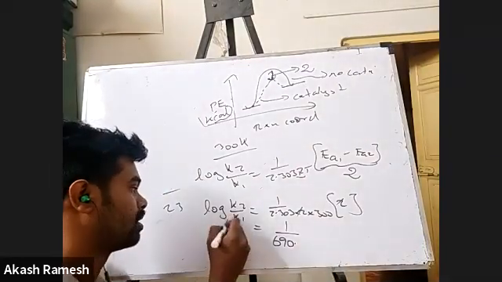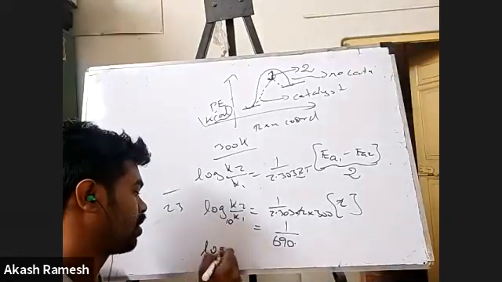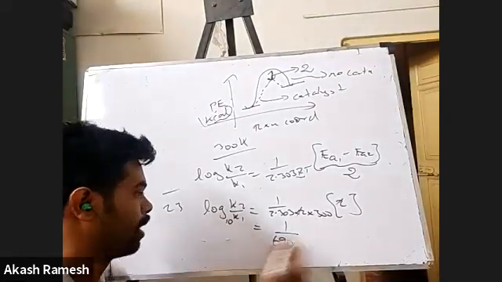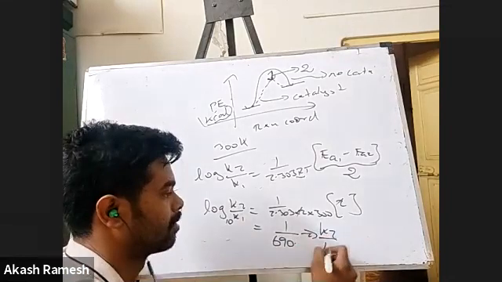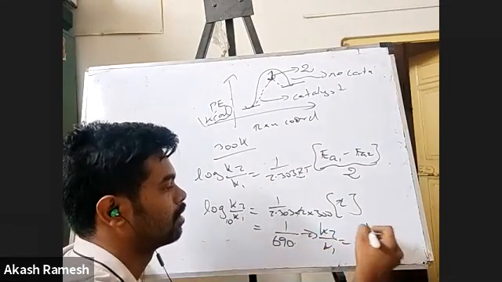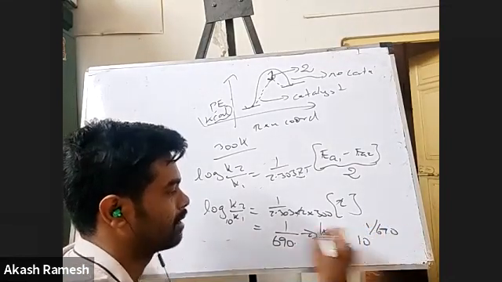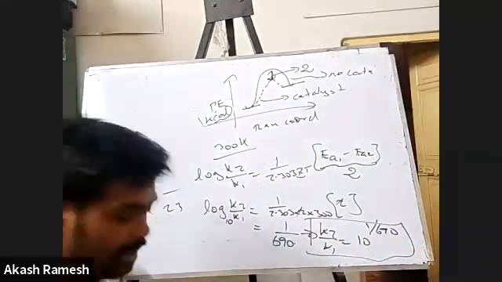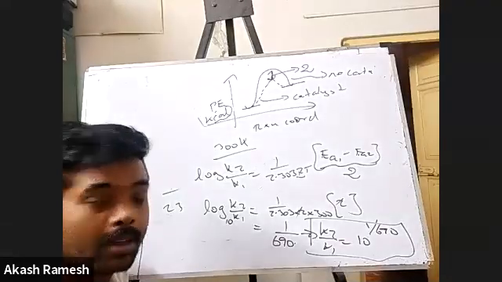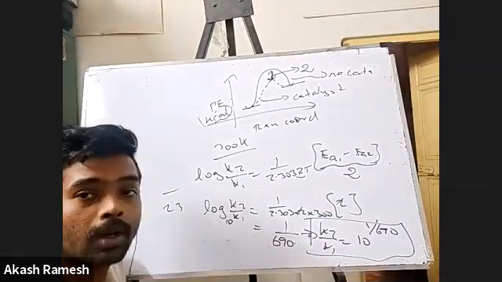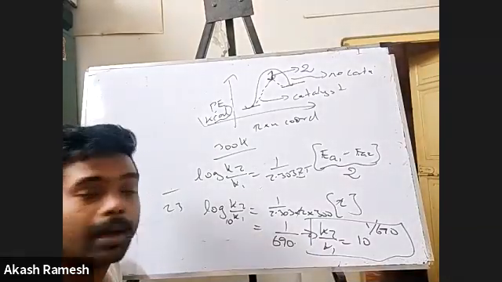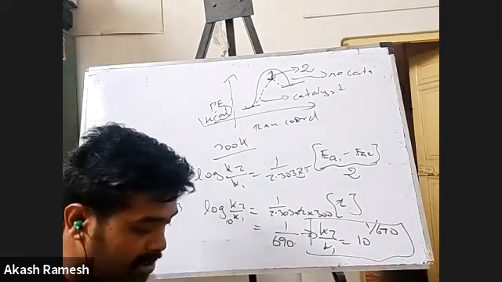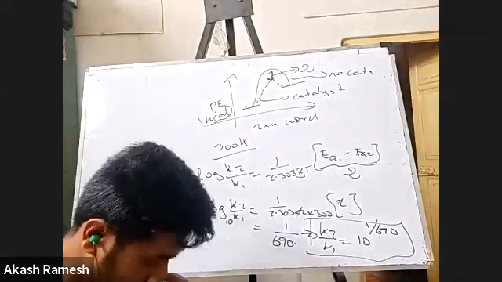So what you have to know, this is log to the base 10. So you can write K2 by K1 as 10 to the power 1 by 690. You can keep it as such. They should have given you any anti-log values, but they didn't give it in any question. So keep it like this. Okay, 10 to the power 1 by 690 will be the answer to this question, right?